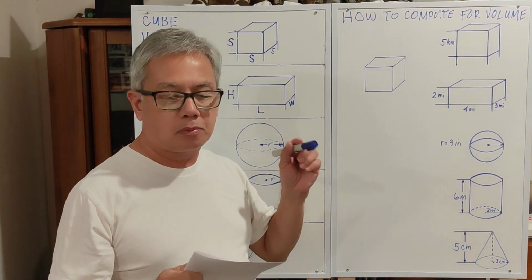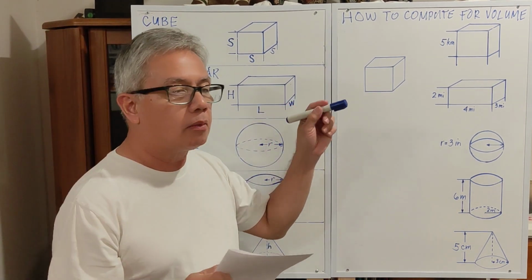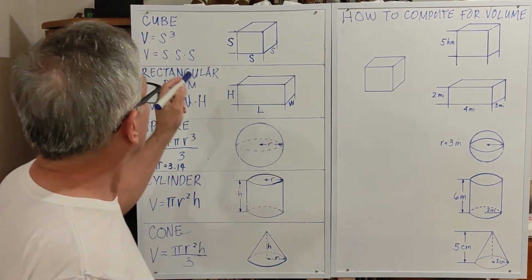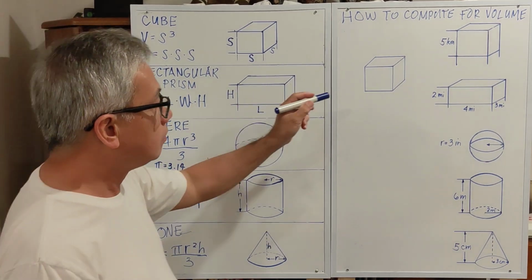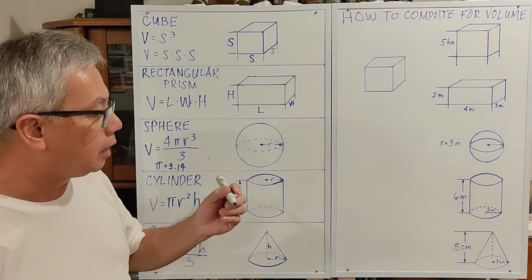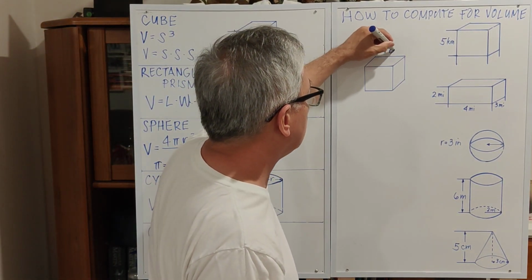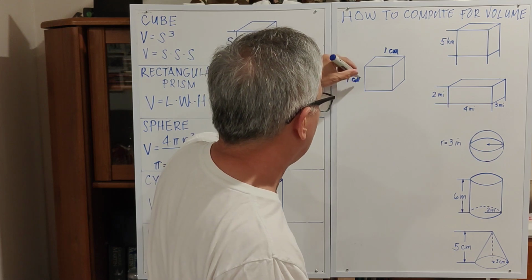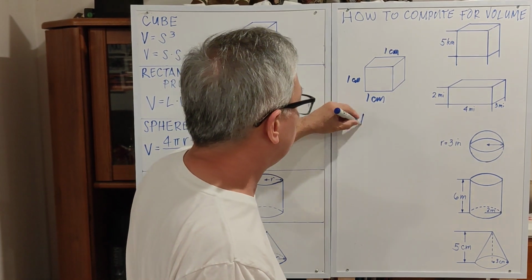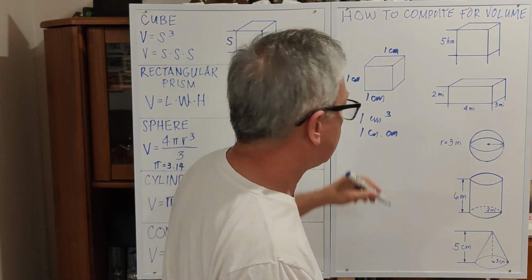Volume is the amount of space that an object occupies. It is usually measured by the number of cubes that can be placed inside of it. The size of the cube will depend on the length of the side. For example, if the cube has the length of the side with 1 centimeter, this cube is called 1 centimeter cube or 1 cubic centimeter.